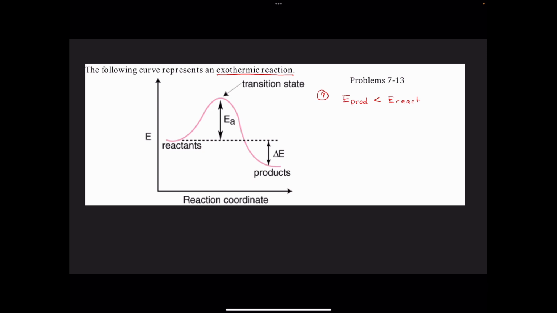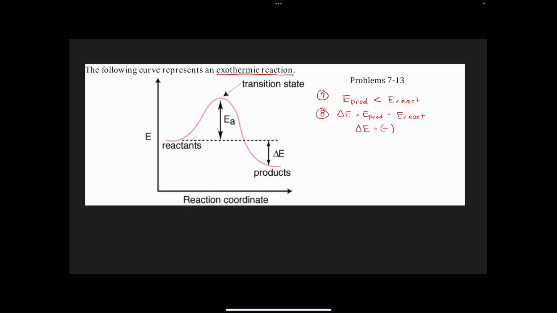So my reactants start at some energy, we rise in energy until we reach that transition state, till we achieve that activation energy, and then we come down and form our products. This time the products end up with lower energy than we started with. And so again, if my energy change is the energy of my products minus the energy of my reactants, and my reactants are larger, so I'm subtracting a larger value from a smaller value, that results in a negative number.